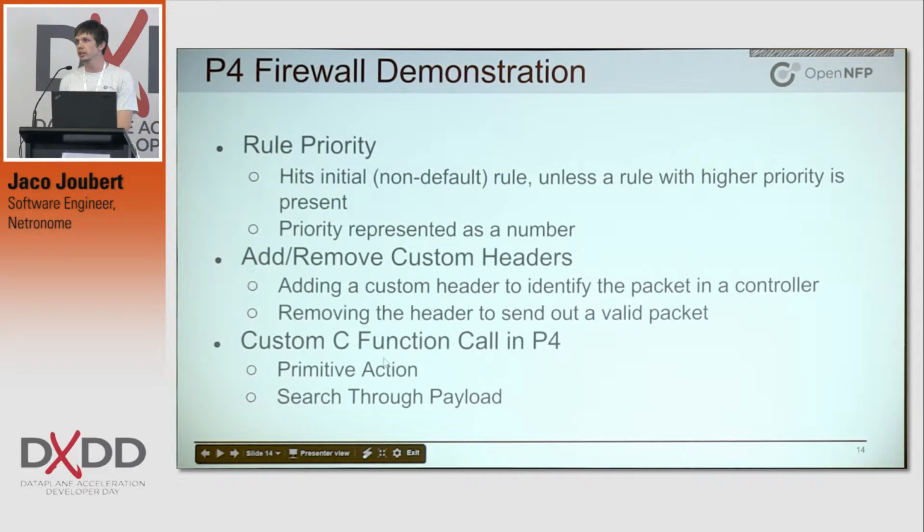Since we're using ternary, it's a possibility that you can have two rules being hit at the same time. And for that, you need a priority to decide which action will then be executed.